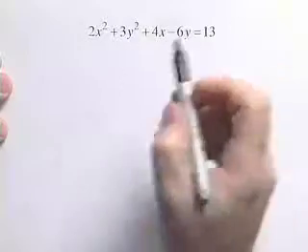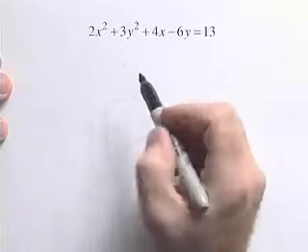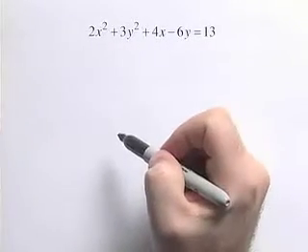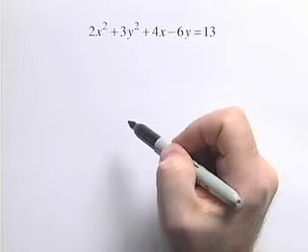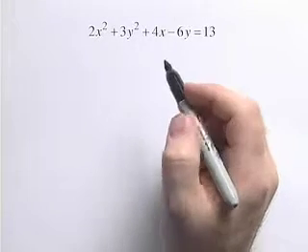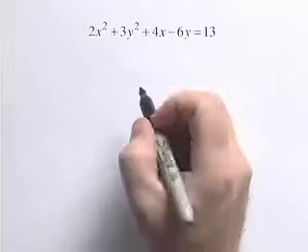Here we're asked to identify the given conic and then provide some information about that conic. We're given 2x squared plus 3y squared plus 4x minus 6y equals 13. We're going to go ahead and start by rewriting this and complete the square in both x and y.